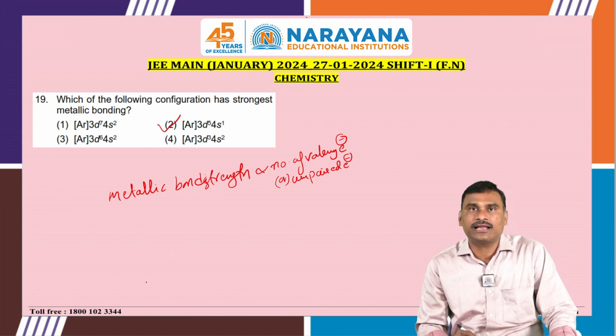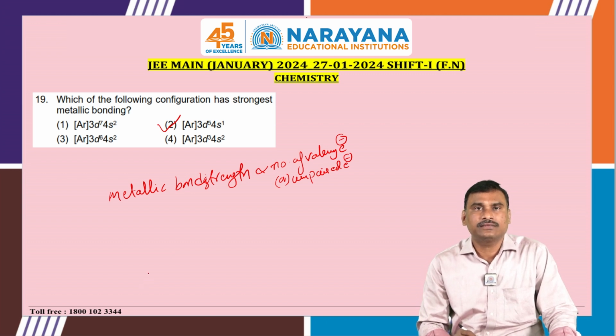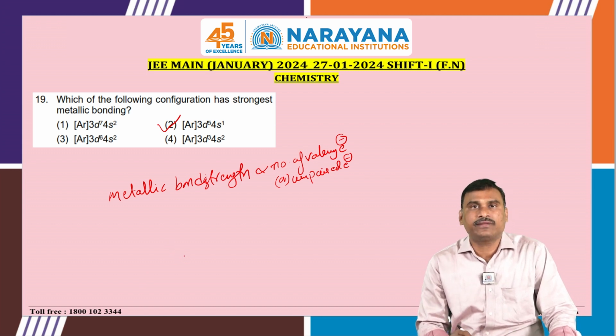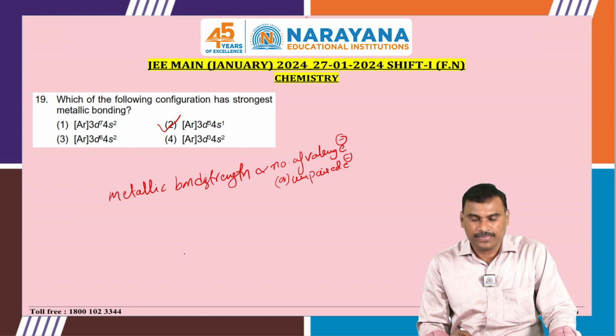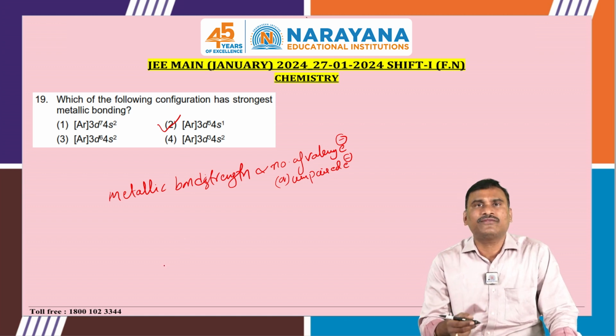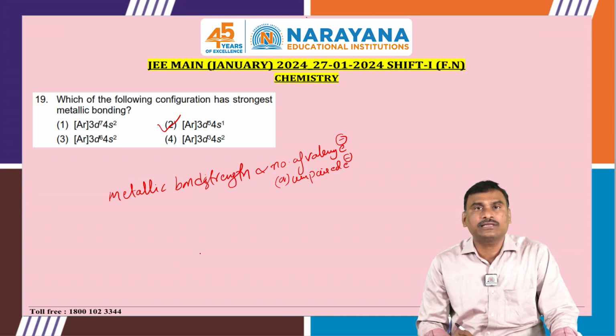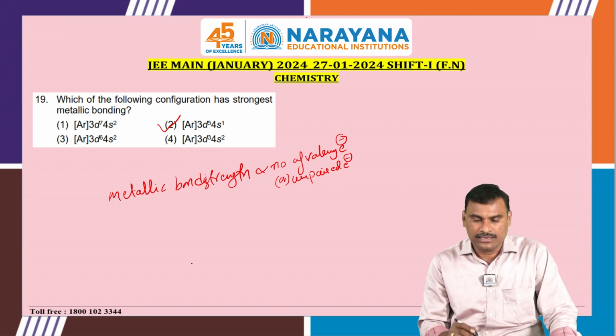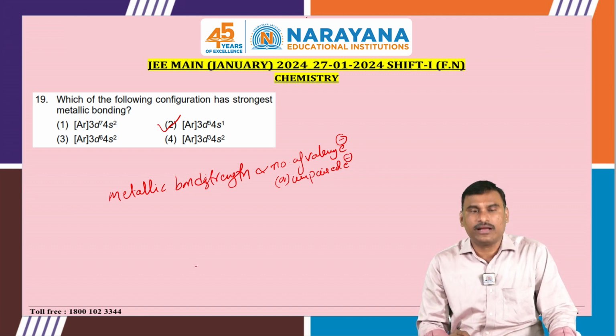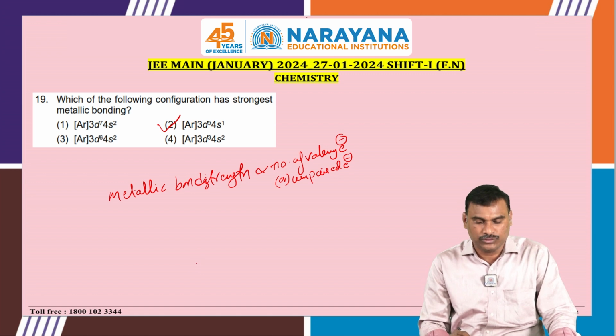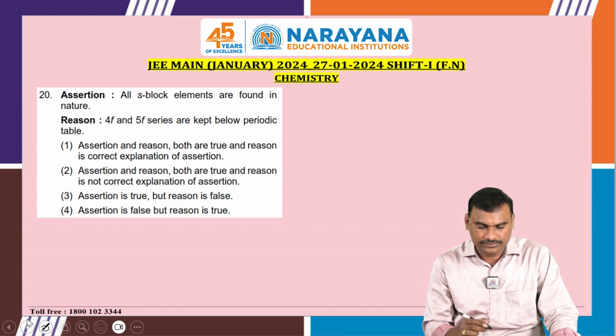Here there is the maximum number of unpaired electrons, because the d electrons also participate in the d-block metals for their metallic bond. That is the reason why the more the number of unpaired d electrons, the more is the metallic bond strength. So option 2 has 6 unpaired electrons, therefore the strongest metallic bond is possible in option 2. Go for the next.